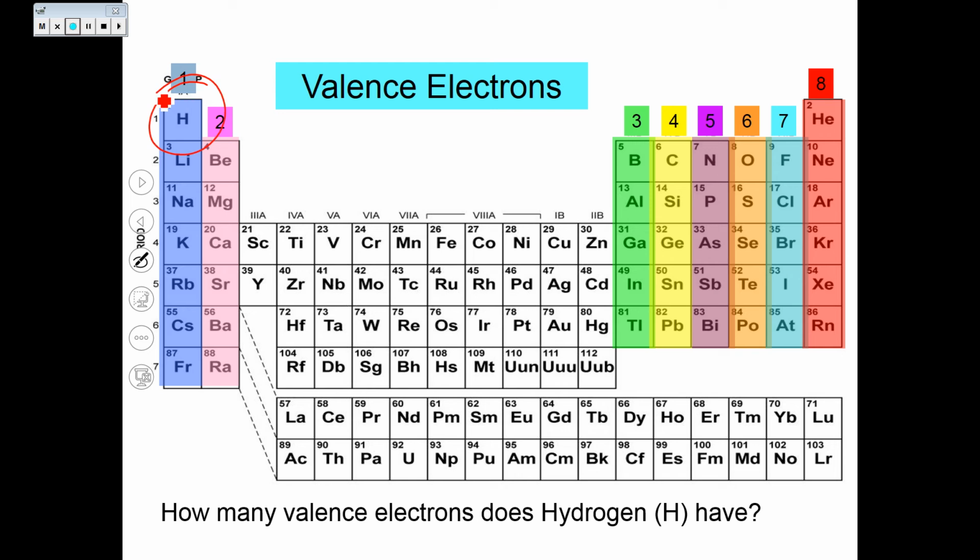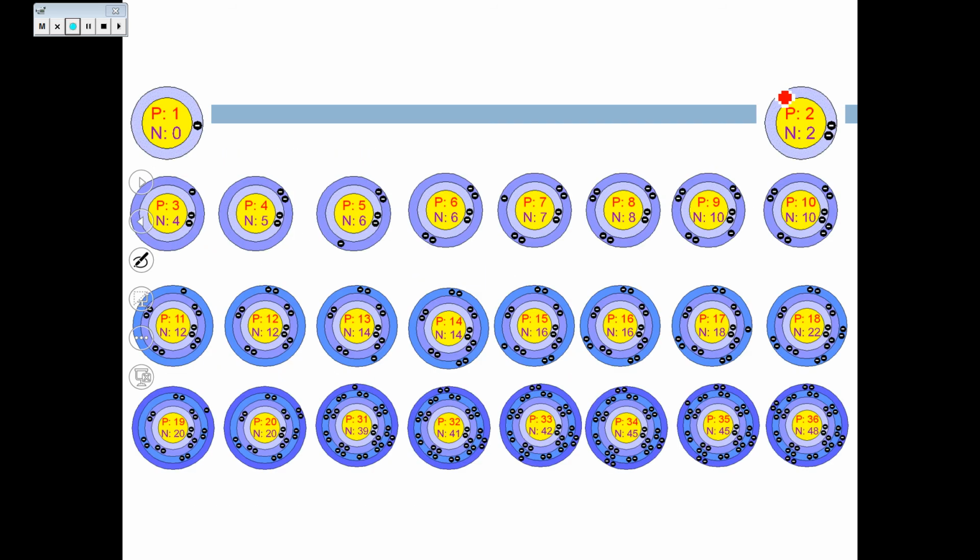Hydrogen has how many valence electrons? 1. Astatine. How many valence electrons does it have? 7. Now, that is the pattern down a vertical column or group on the periodic table. Let's take a look at the pattern across a row or a period on the periodic table.